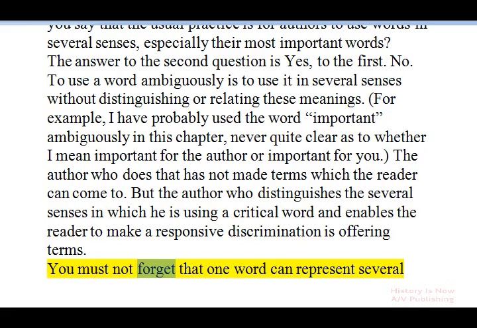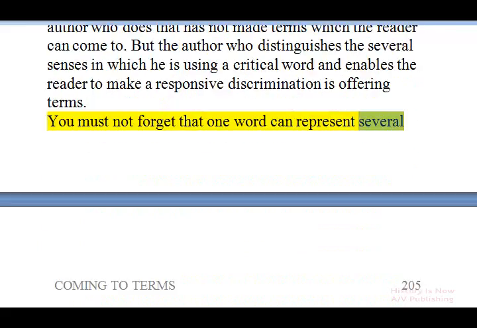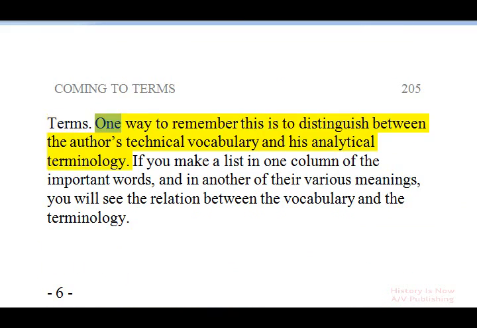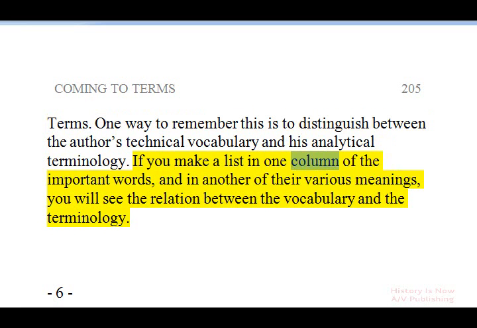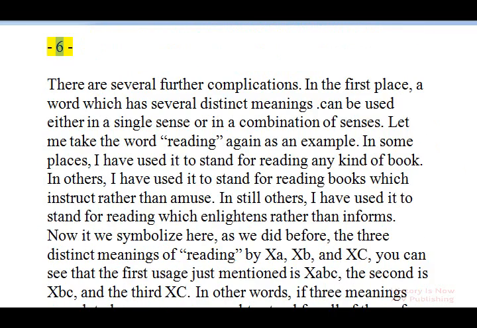You must not forget that one word can represent several terms. One way to remember this is to distinguish between the author's technical vocabulary and his analytical terminology. If you make a list in one column of the important words, and in another of their various meanings, you will see the relation between the vocabulary and the terminology. 6. There are several further complications.